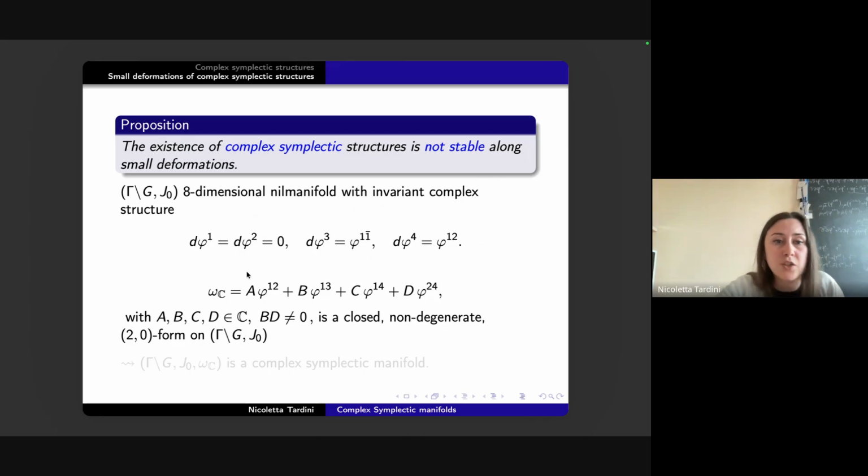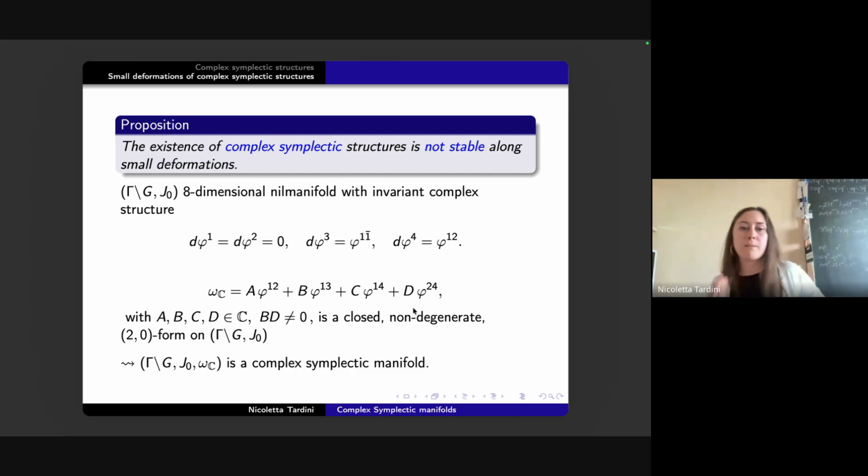So you can explicitly write down this omega and show that this is a (2,0)-form because you only have terms of 12, 13, 14, 24. So this is a (2,0)-form. And you can check by the structure equation that this is closed and non-degenerate if B and D are non-zero. Okay, so this is a complex symplectic manifold. So for instance, this is an explicit example of an 8-dimensional nilmanifold with a complex symplectic structure.